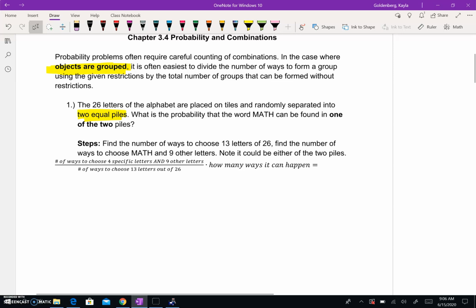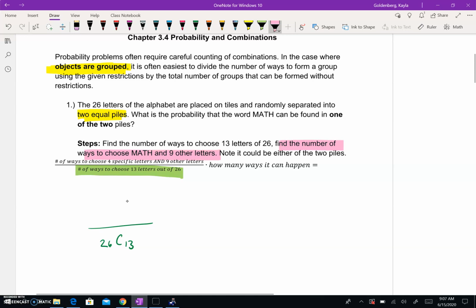So here are some steps, and I've laid it out a little bit more scaffolded so that we can walk through it slowly. We first find the number of ways to choose 13 letters out of 26. That's going to be the denominator of your fraction. On the bottom, we want to put our total possible outcomes, and then on the top, the outcome that we specifically want. So the number of ways to choose 13 letters out of a group of 26, we're going to do 26 choose 13, right? You probably were figuring that would be what to do, right? Not overthinking it. On the top, we want to find the number of ways to choose math, as well as 9 other letters.